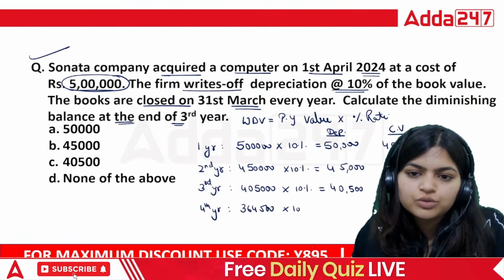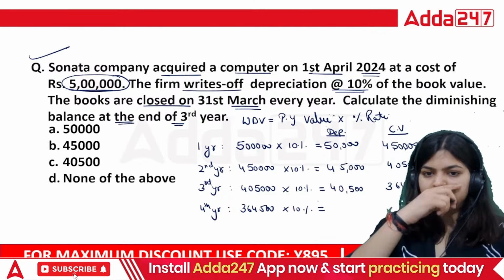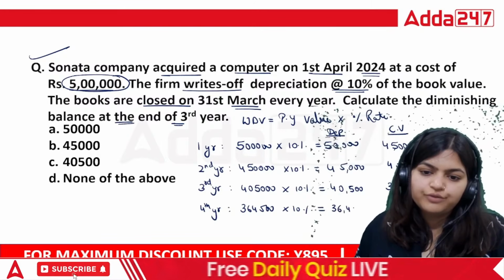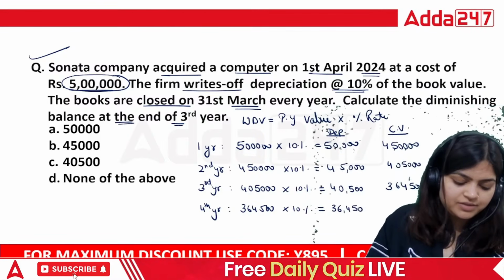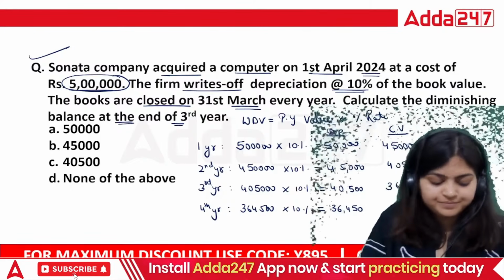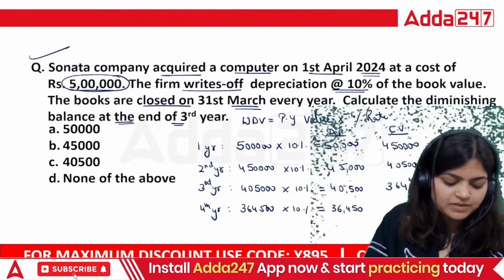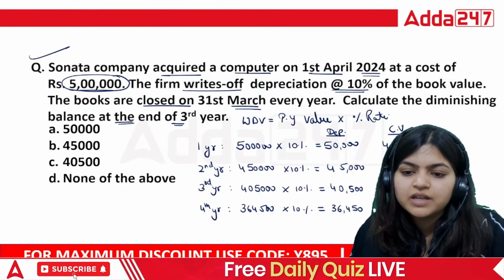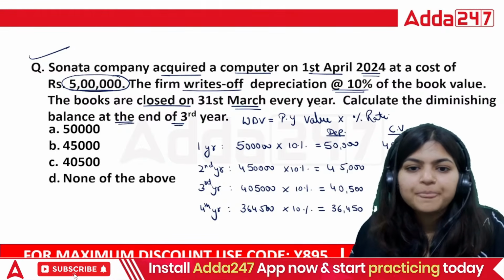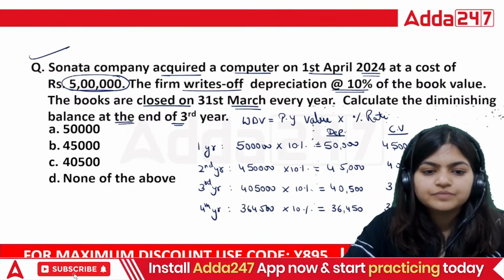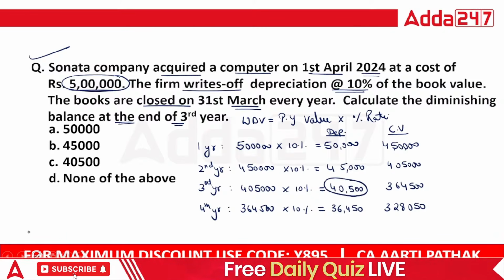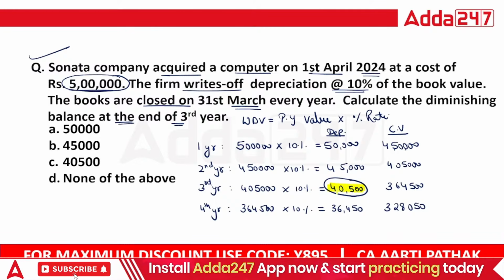Again, if they ask about the fourth year, take 364,500 into 10%. So 10% is going to be 36,450, and 364,500 minus 10% will give you 3,28,050. So here, this is your depreciation amount, 40,500. Yes, this is your depreciation amount, and this is your depreciable amount.